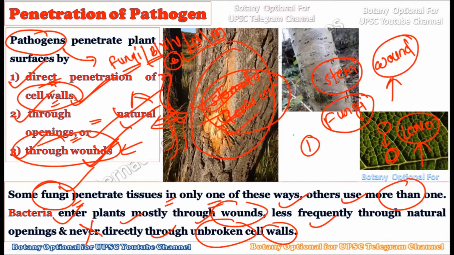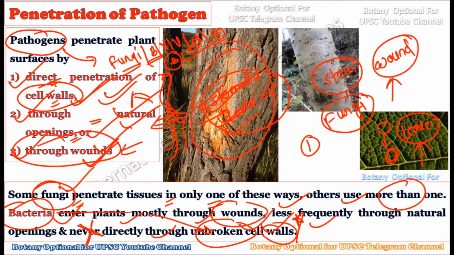They cannot penetrate the unbroken cell walls. This point becomes very, very important: bacteria do not have the ability to break the cell walls of the plant and enter within the plant body. So they never take this particular way of breaking the cell wall. Through which technique do they enter within the plant body? The very basic technique they possess is to find a wound within the plant body, and through that wound they will frequently enter, but less frequently they will take the stomata or the lenticels way, and never ever will they go for breaking the cell walls.